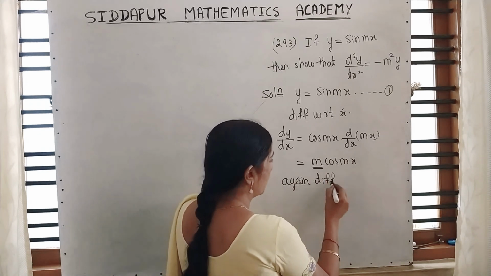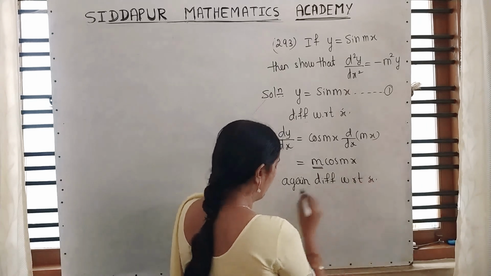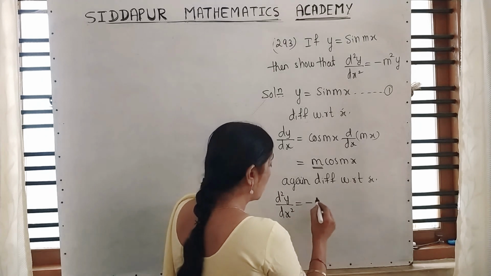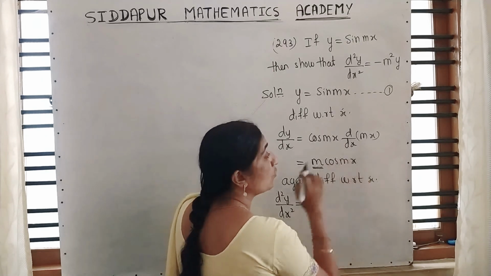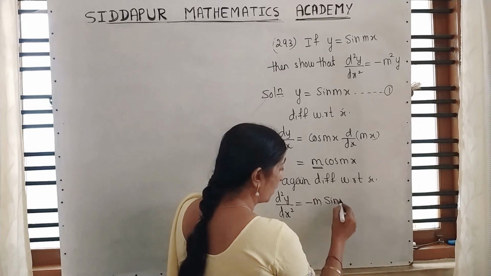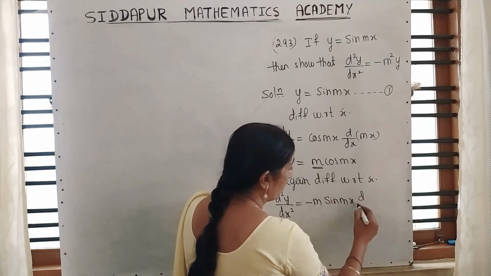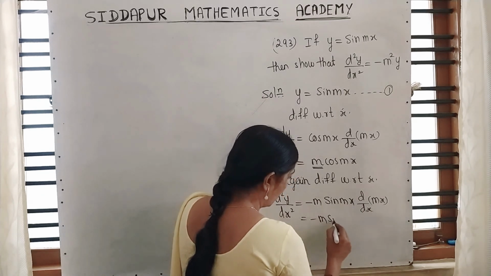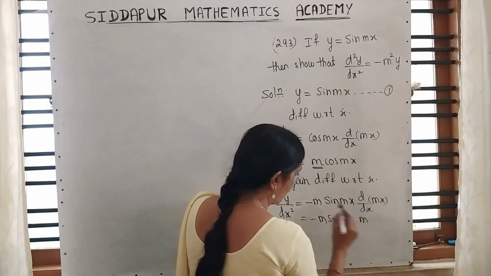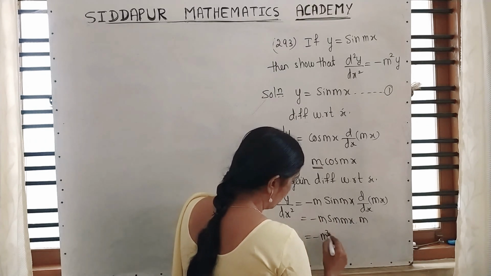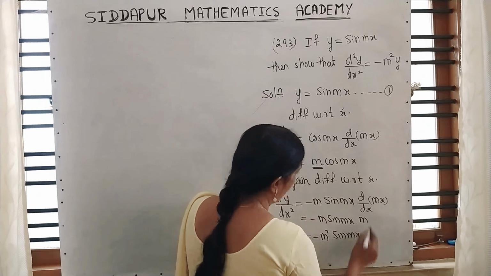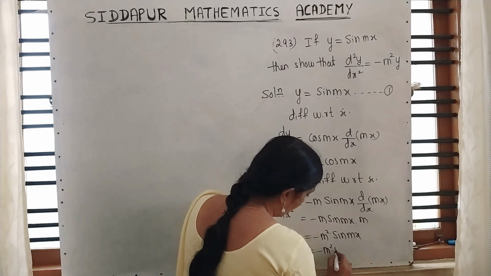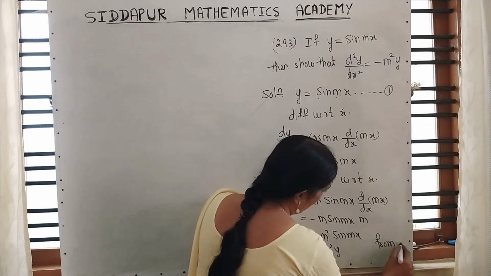Again differentiating with respect to x. D square y upon dx square is minus m, because differentiation of cos mx is minus sin mx. That sign I wrote here, into differentiation of mx. Minus m into sin mx into differentiation of mx, which is m. That is minus m square into sin mx. But what is sin mx? Sin mx is y. Minus m square y, from equation 1.